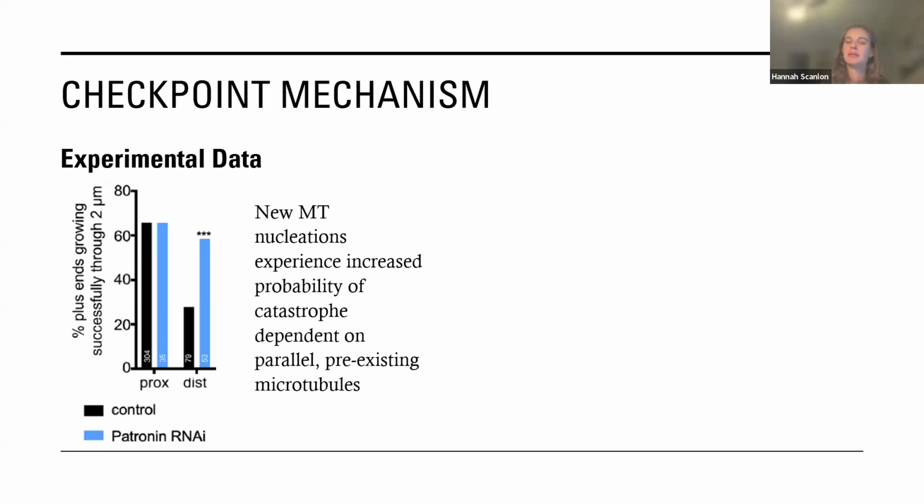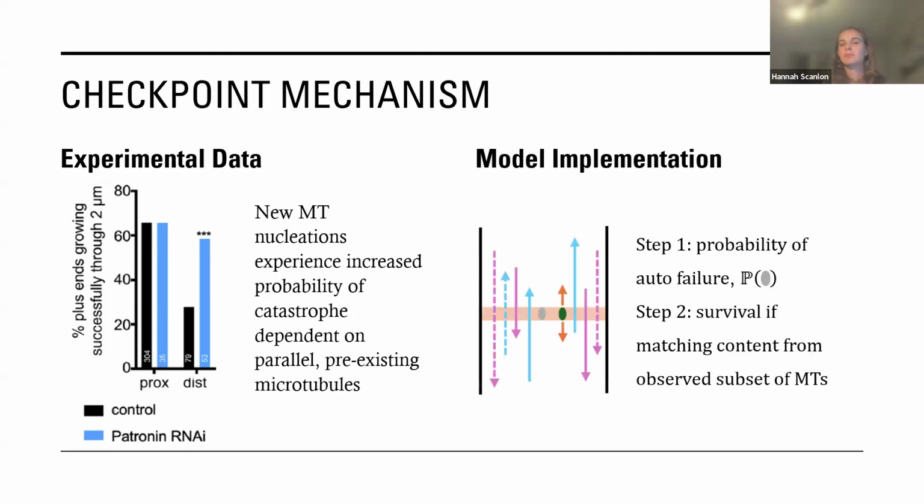So we worked to characterize this data in a mathematical context in order to design a model implementation for this mechanism. It took us a while to represent the exact probabilities of success based on the different environments and the different orientations of nucleation. We ultimately developed this mechanism that has two steps to it. The first is that for any new microtubule nucleation, there's an automatic probability that that microtubule is just going to die. It's not going to survive regardless of what's around it. The second step is that the survival of the microtubule is dependent on it seeing matching content, so it observing a microtubule around it that has the same polarity as it wants to grow.